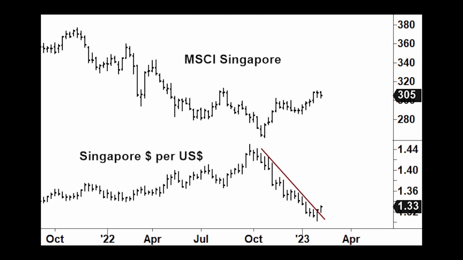Singapore, here the MSCI Singapore Index shows the same overall relationship. We see that those equities bottomed at the time that the US dollar topped versus the Singapore dollar. And here too, it looks like this correction lower in the US dollar may come to an end. But this relationship doesn't hold up across all markets, and it's important to examine them one by one.